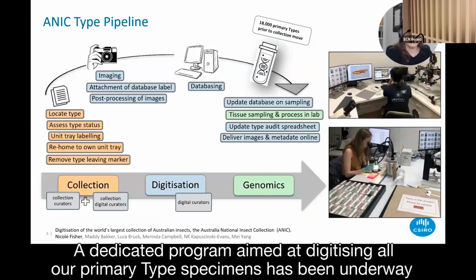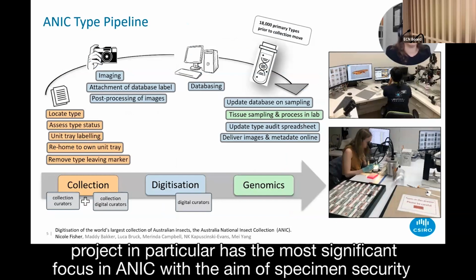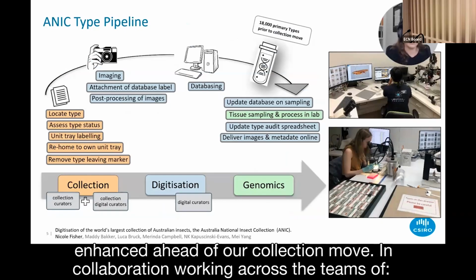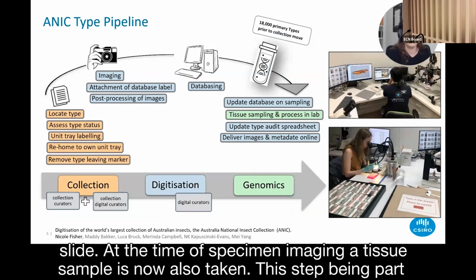A dedicated program aimed at digitising all our primary type specimens has been underway for a few years, with the goal of completing it before moving to the new building. This project in particular has the most significant focus in ANIC, with the aim of specimen security enhanced ahead of our collection move. In collaboration, working across the teams of collections, digitisation and molecular genomics, our pipeline covers the steps as shown here on the slide.